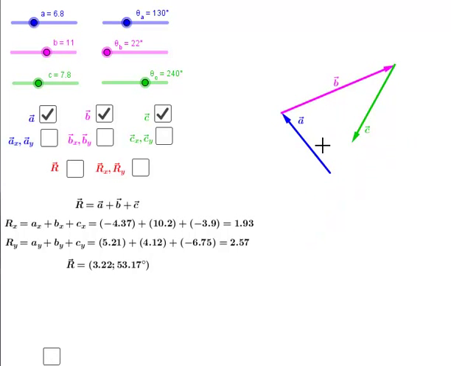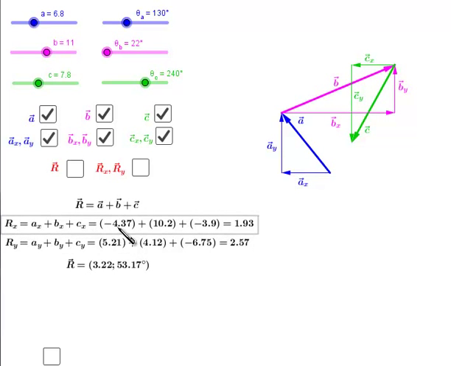What we now need to do is find the components. So we look for the components of A. Notice now this will have a negative scalar component. Vector B, both of these scalar components will be positive. And vector C, this will be a negative scalar component, and this will be a negative scalar component also. So we can see that here. When we add up the x scalar components, we're going to get a minus 4.37, a plus 10.2, and a minus 3.9, giving us 1.93.